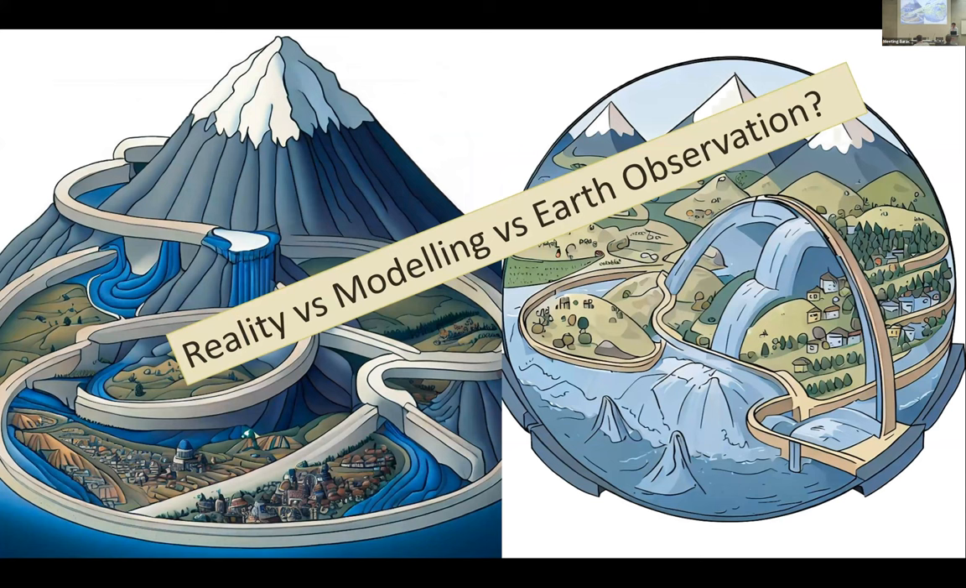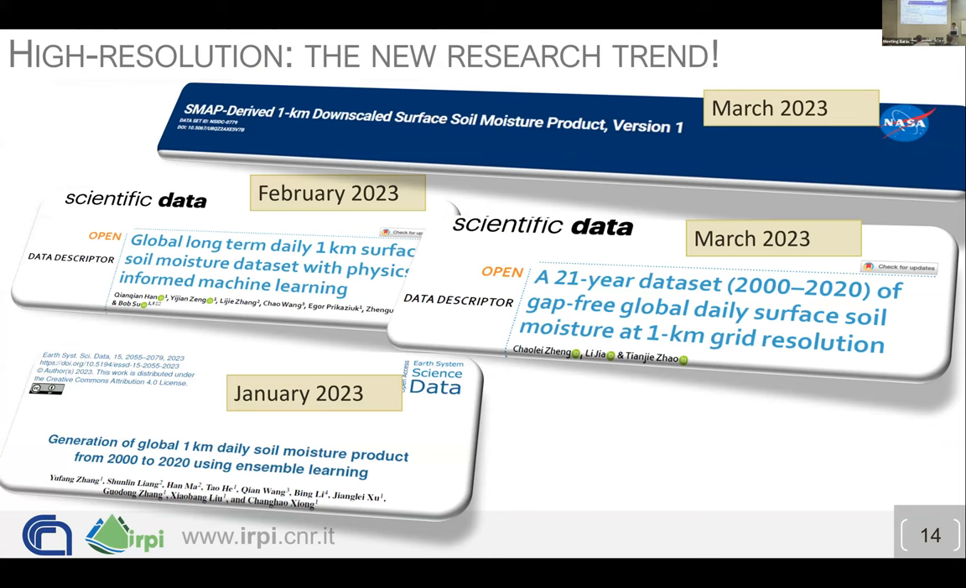But the problem is that reality versus modeling and versus Earth observation sometimes gives you some surprises. We have already seen something about, for instance, drought modeling and drought monitoring in Europe. And at high resolution, there is a kind of trend in recent years. Everybody is now developing a high resolution product. If you don't develop a high resolution product, you are nobody.